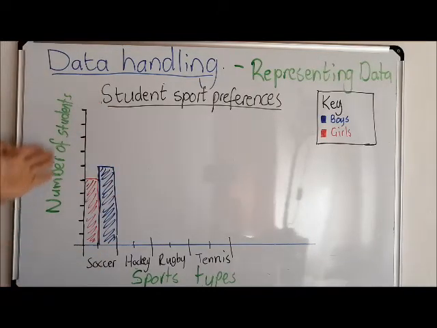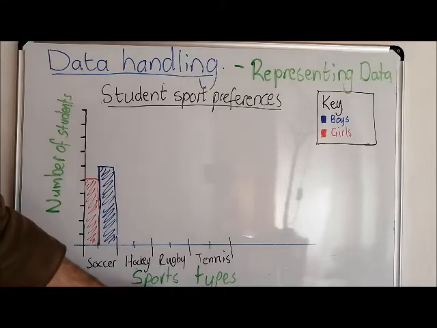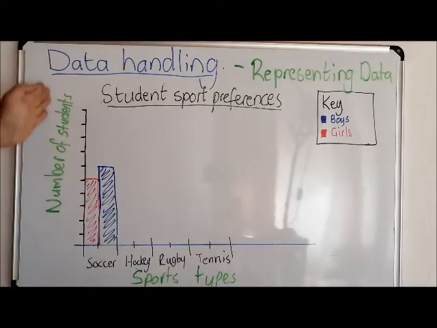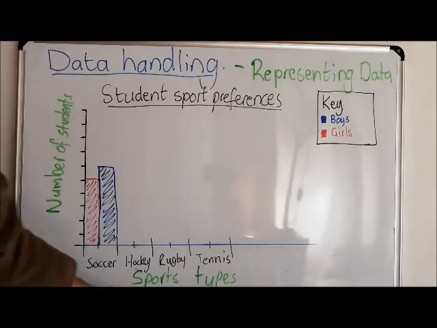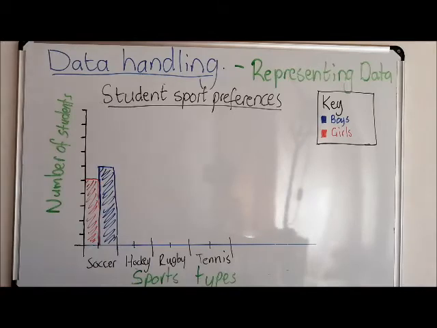Then you're going to have your y-axis, which is going to have the number of students. And you're going to have sports types. These are titles that you have to have in there. You have to say what you're looking for on this axis and what you're looking for on this axis. So number of students.